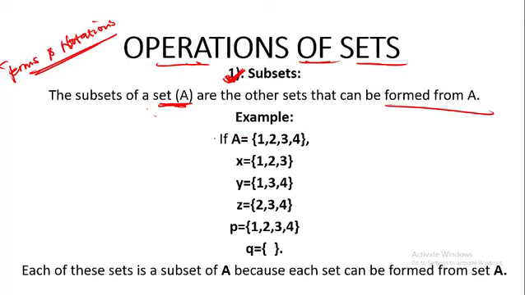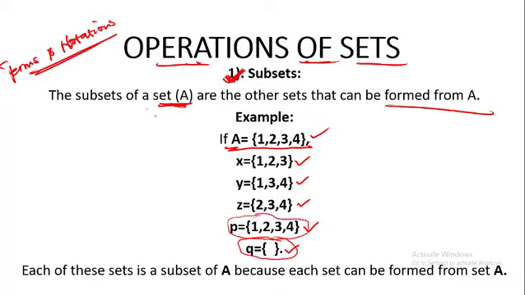Subsets. For instance, we have a set A equal to the set of 1, 2, 3 and 4, and you see we form other sets from this set A. We have set X, set Y, set Z, and set P. We also have set Q, and you will agree with me that this is an empty set. Is that correct? And then this also is the main set.